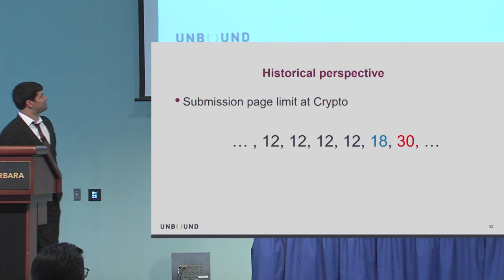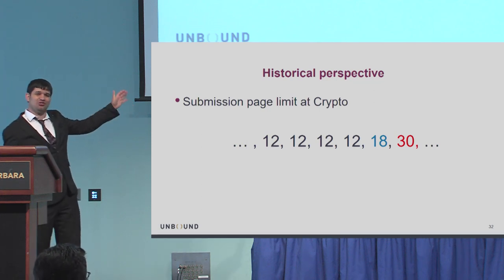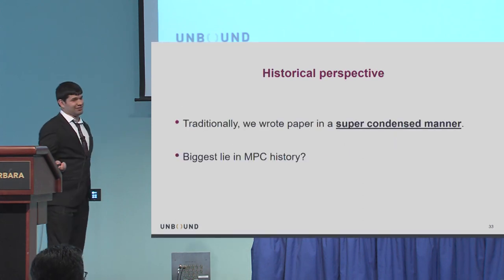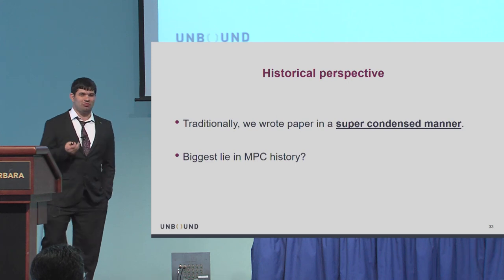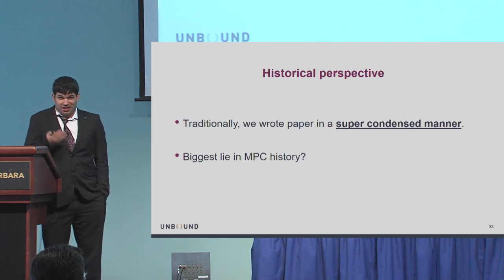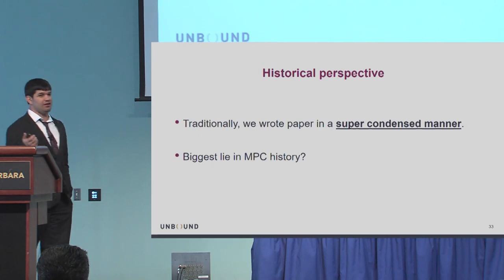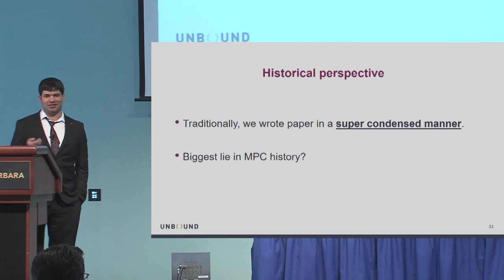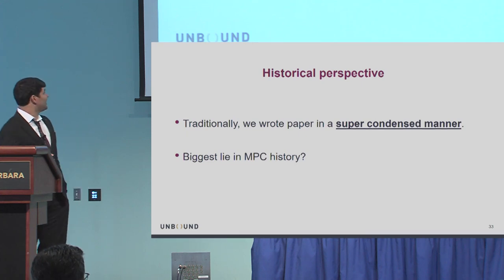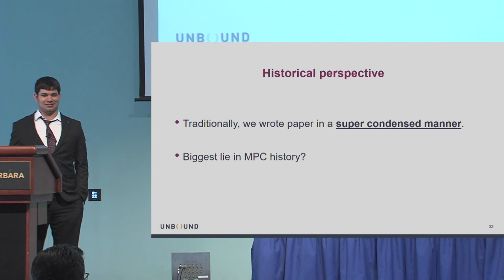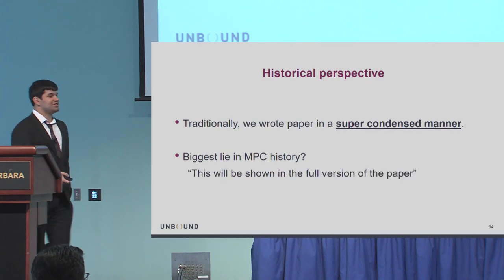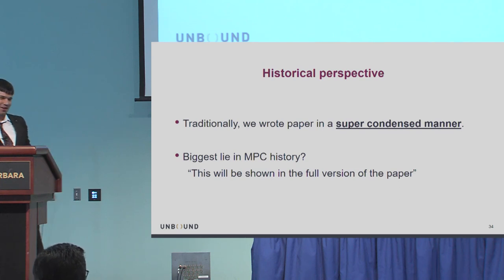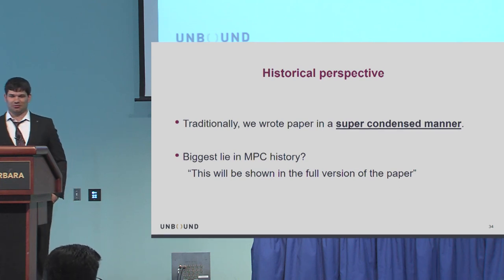Now, if you ask me, 12 pages, how can you write an entire paper in 12 pages? That's insane. And so we wrote papers in a super condensed manner because we had 12 pages, as if we were writing for a book, which it was at the time. And then we also used to tell a very funny, well, lie, that's very painful when you're trying to figure something out: this will be shown in the full paper. And so I think that, considering this history, we can do better.